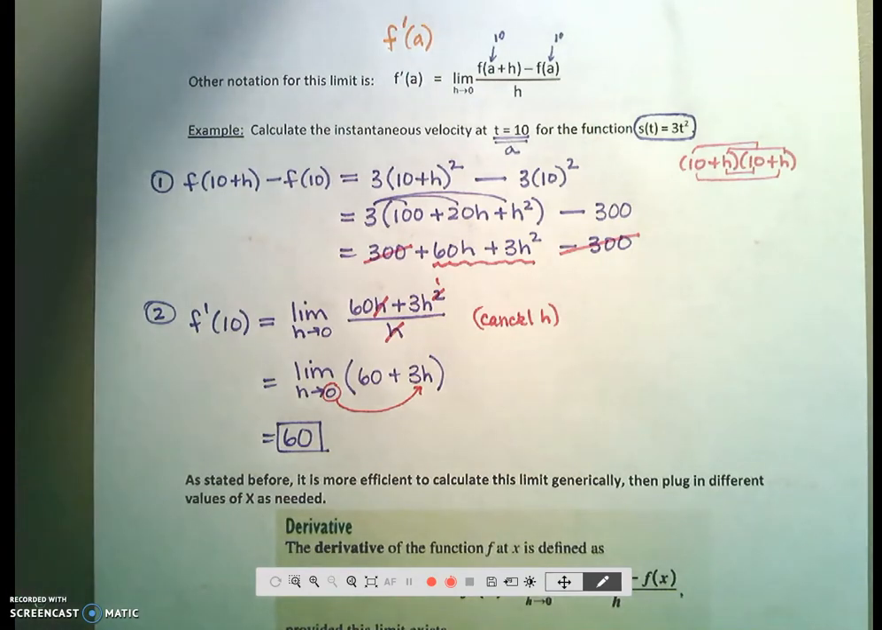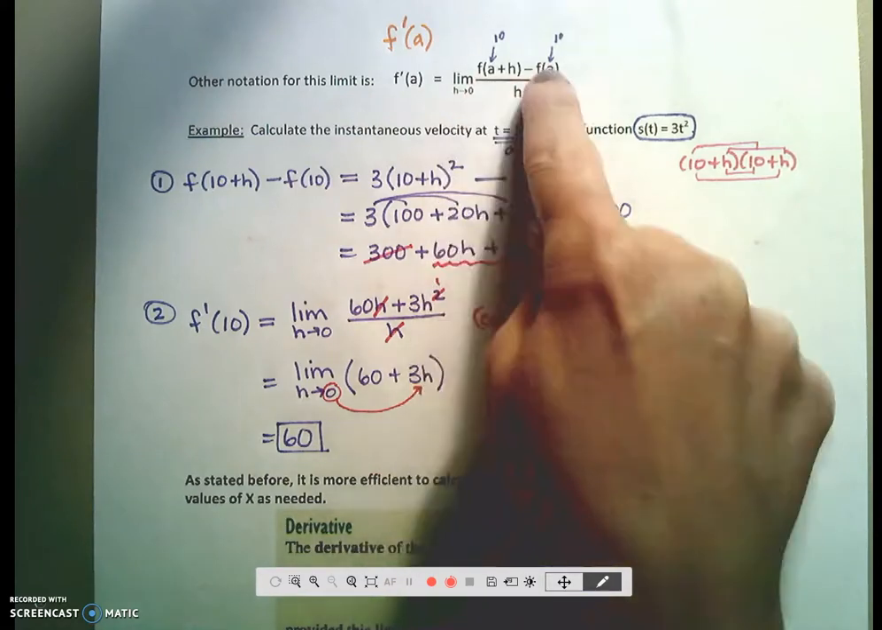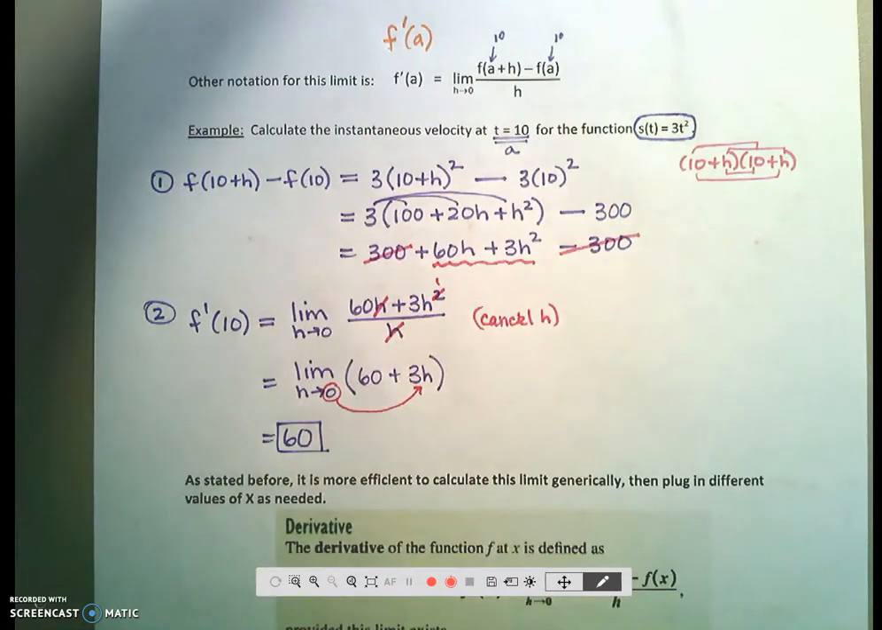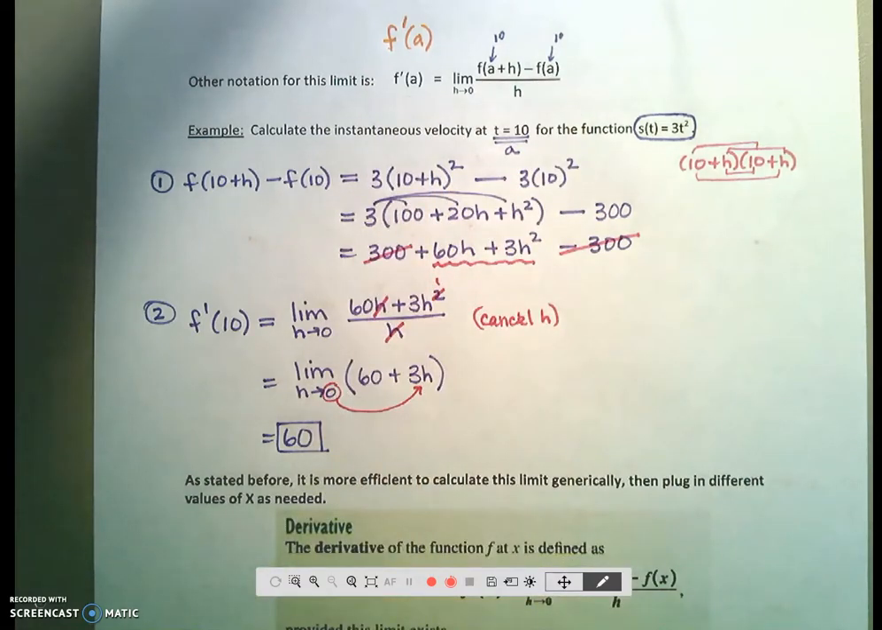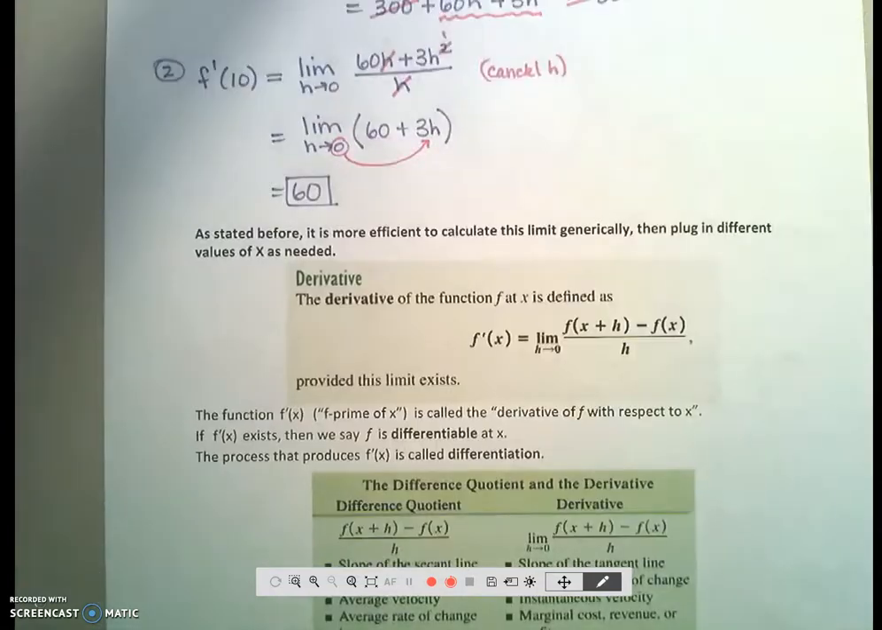Now, this is what I mean by it's not terribly efficient, because what if I wanted to know what was happening at 15 seconds? Well, you need to make those 15s, and then you have to redo everything. Nobody wants to do that. What if you wanted to know the instantaneous velocity at 5 seconds? Put in 5s, redo everything. You're redoing all of that algebra, all of that FOIL, the canceling every time. It's extremely inefficient.